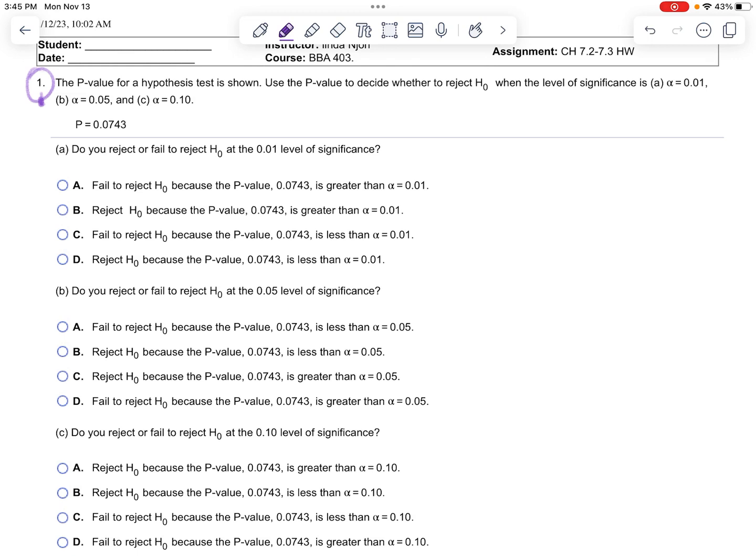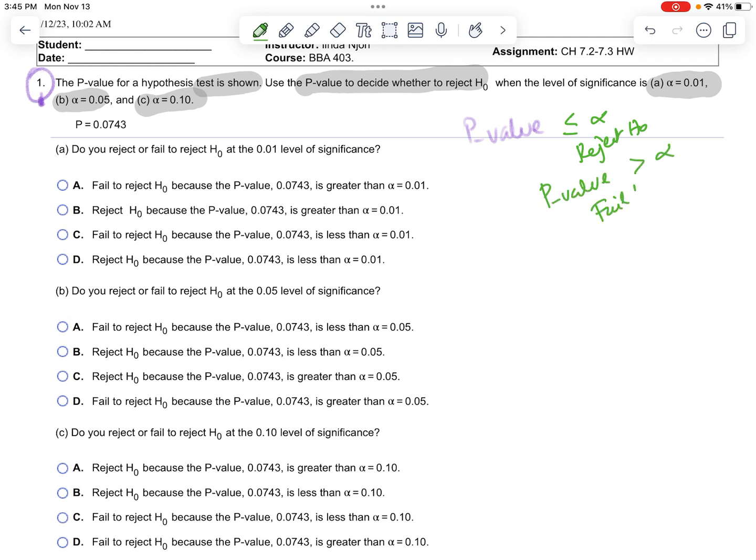So let's start. It says here the p-value for a hypothesis test is shown. Use the p-value to decide whether to reject the null or fail to reject the null. We all know, and they gave you different levels of significance. To reject the null or not, if the p-value is less than or equal to alpha, then we reject the null. If the p-value is greater than alpha, we fail to reject the null hypothesis. That's how it works.